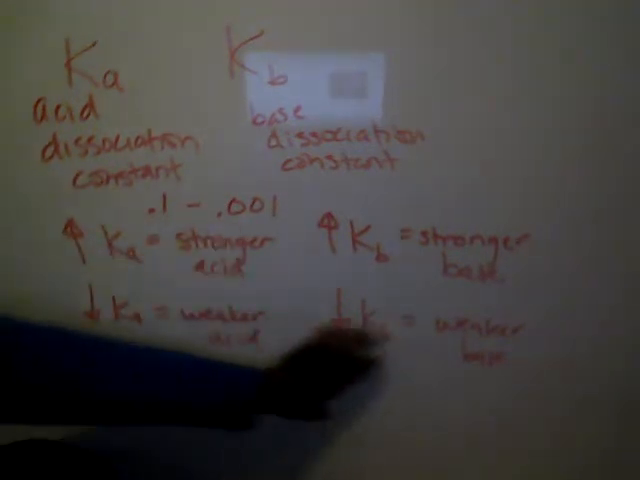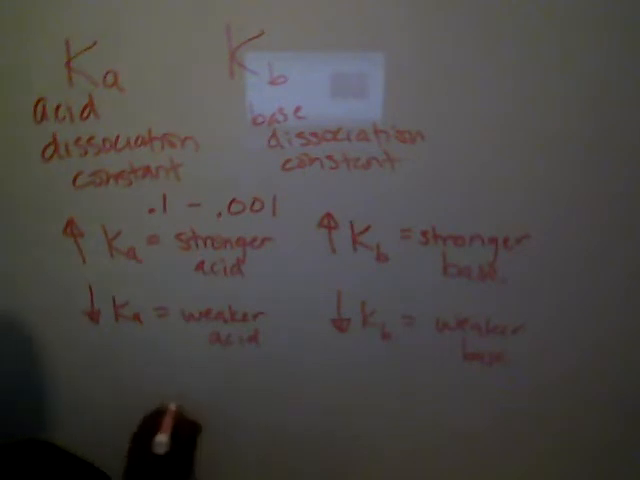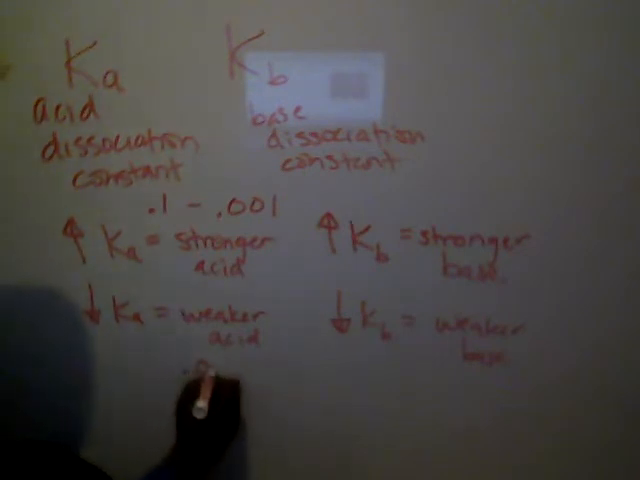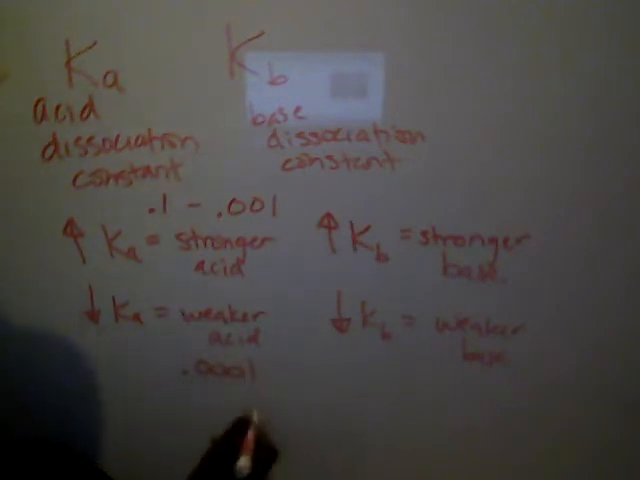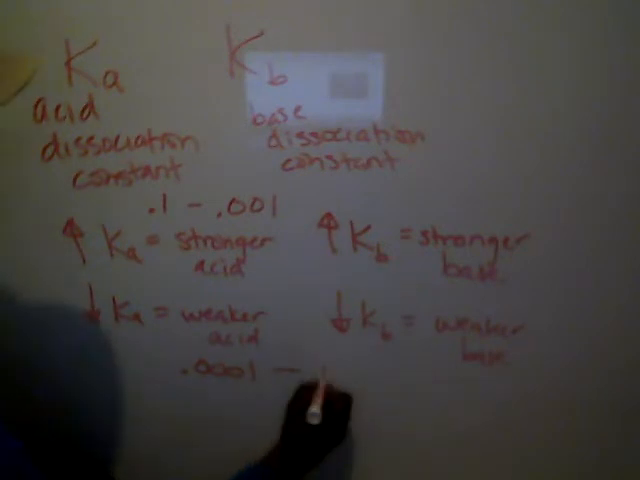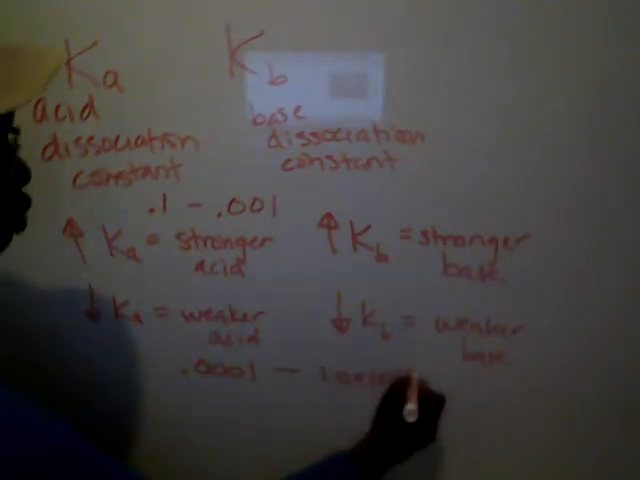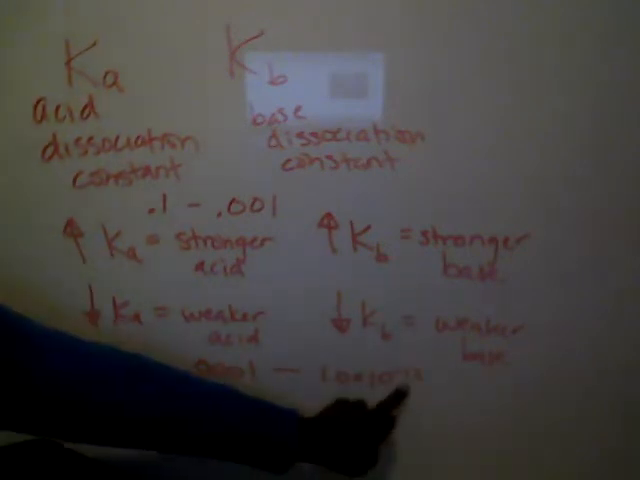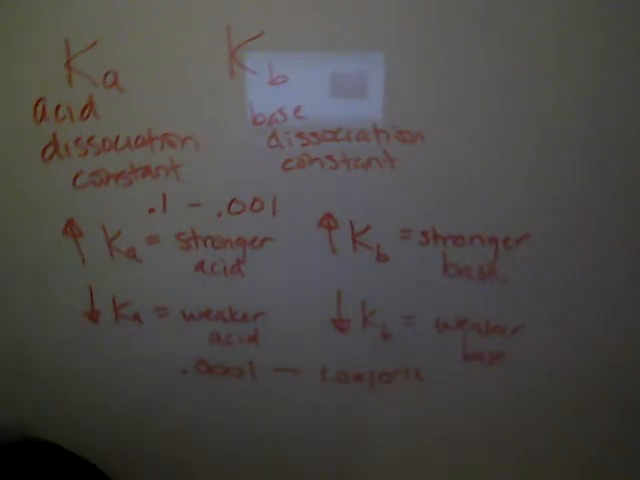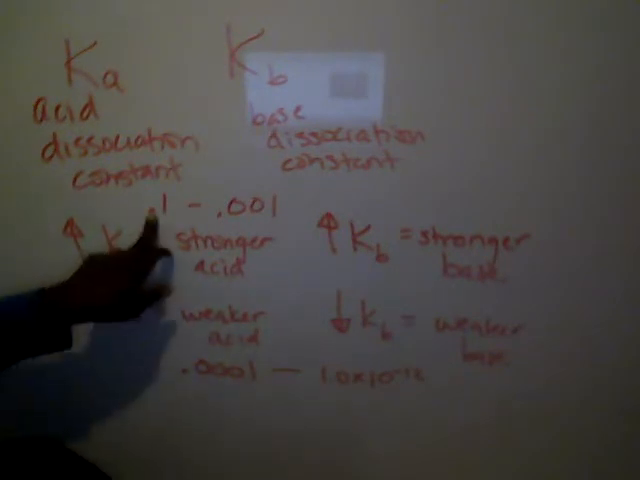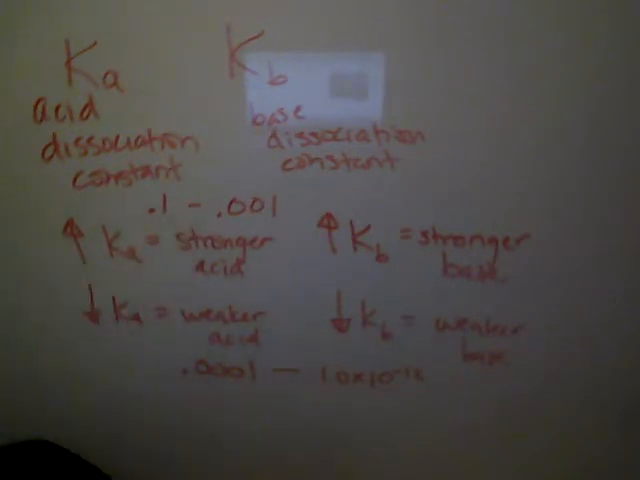For weak bases and weak acids, you'll probably get a number like 0.0001 to anything that's even smaller, let's say 1.0 times 10 to the negative 12. Once we start getting negative 12s and negative 15s for your exponent, those are really, really small numbers. But they would make sure in a test not to give you something like 0.1 versus 0.01, because those are relatively big numbers in comparison to what we're used to.